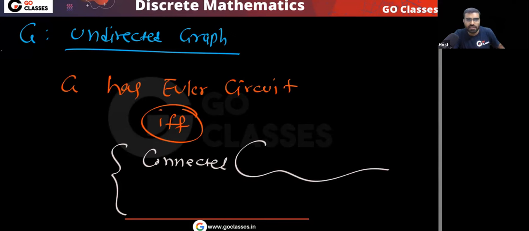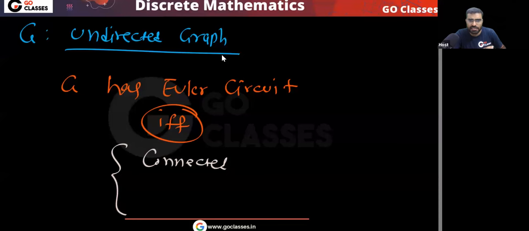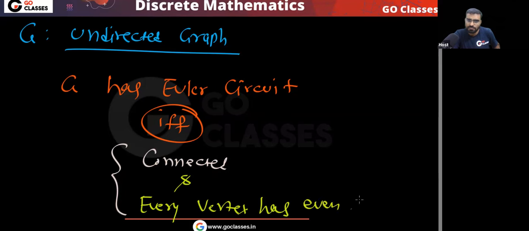There can be isolated vertices. That is fine, isolated vertices are not a big problem. G must be connected, but possibly you can have isolated vertices. But anyway, let's not worry about it. G has an Euler circuit if and only if it is connected and every vertex has even degree. You have to check these two things.